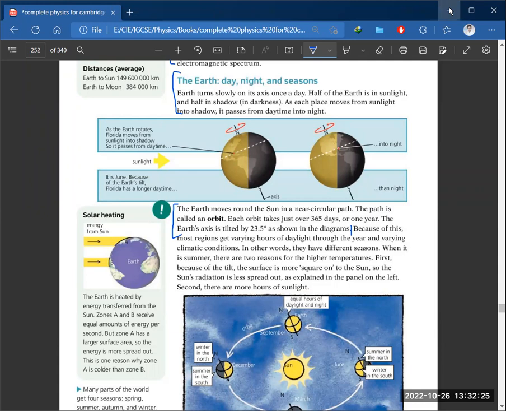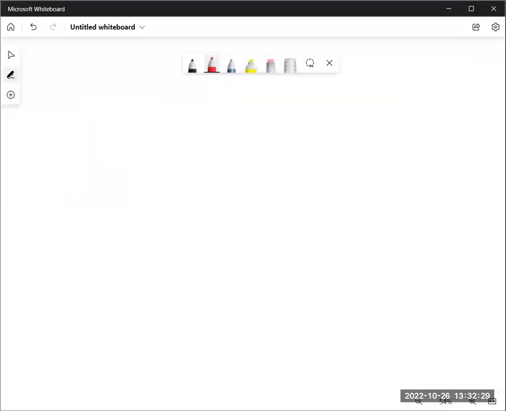All right. Now let's go back to the whiteboard. Can you see the whiteboard? Space physics 1. Yes, sir. Space physics.